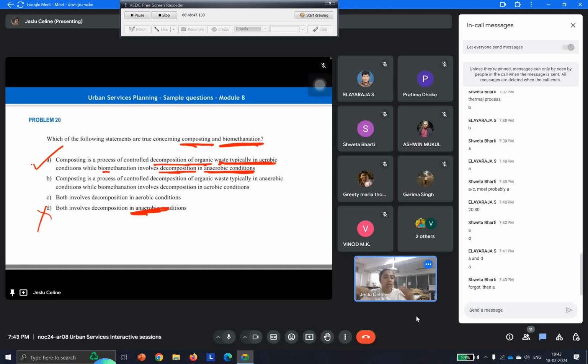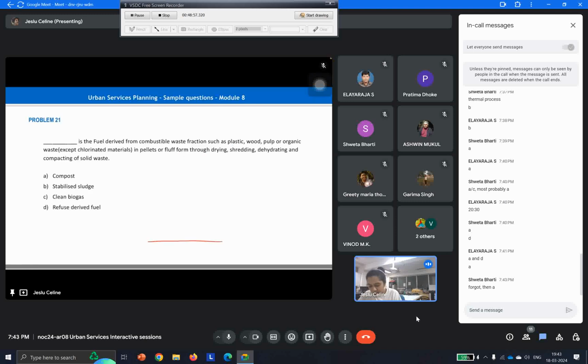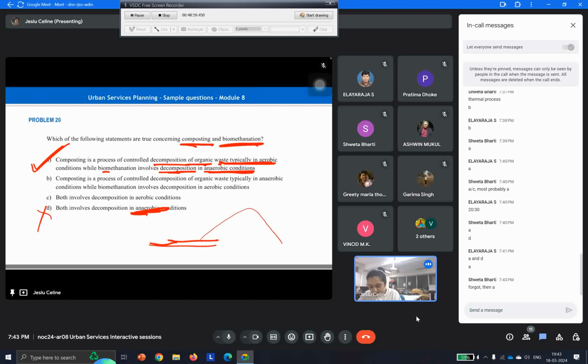If such a case is there, we again have certain methods to eliminate that. We also provide air through certain pipes. So we discussed that if this is a pile which is kept for composting, we have certain pipes which are usually put through which air is passed, and then we provide air. Yes, Shweta, both are in, so one is in aerobic and one is in anaerobic condition. So option A is the correct answer.